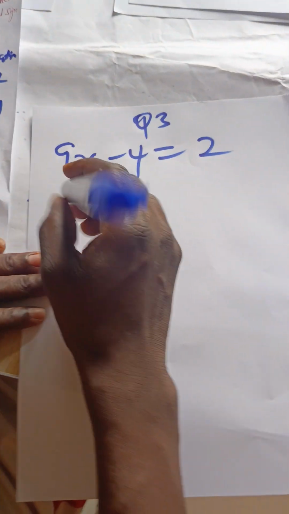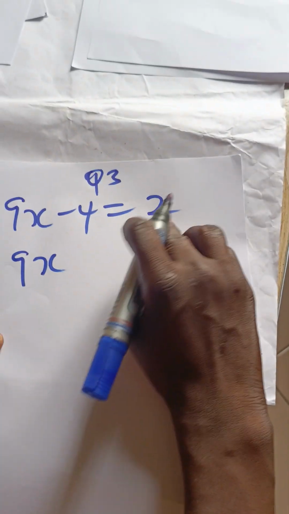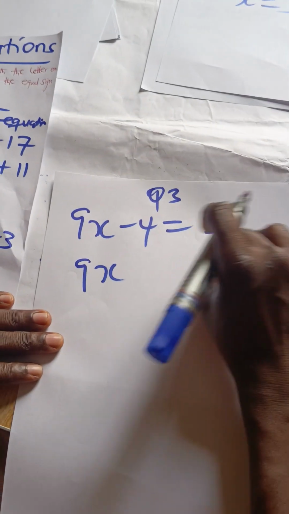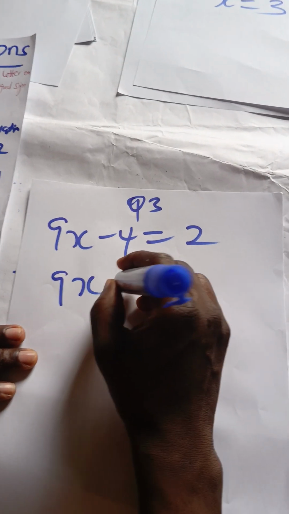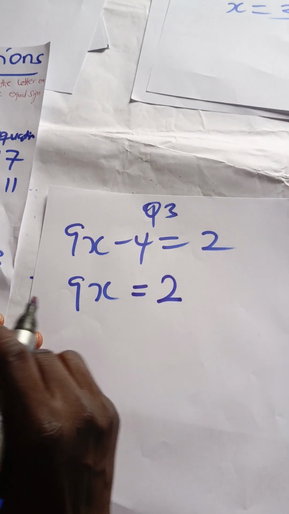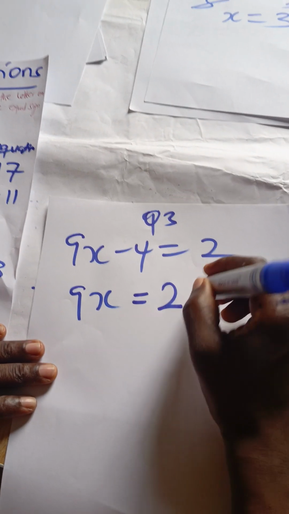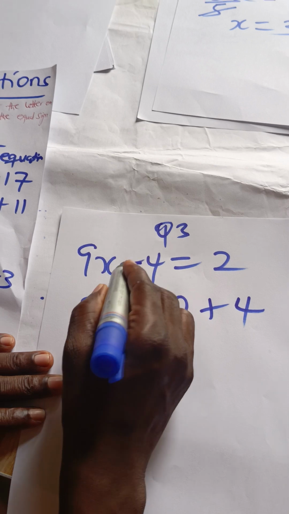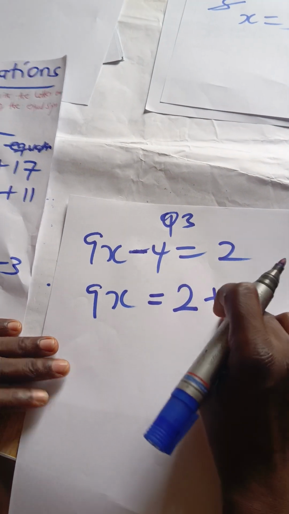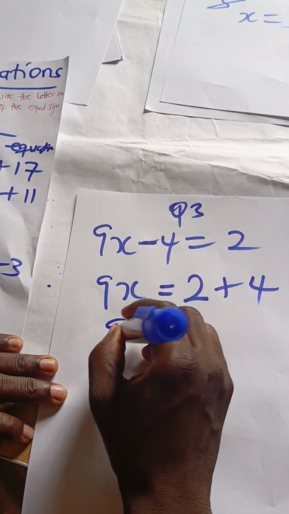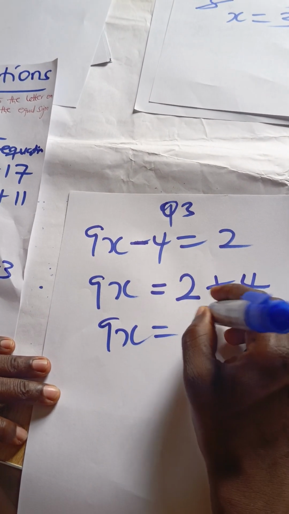So this 9x will stand alone. We don't have any number attached to the x here, so 9x will stand here. Then it's equal to, you bring your 2 here. And this also will cross the equal sign. When it crosses the equal sign, it becomes positive 4. This is negative, don't forget. Crossing the equal sign becomes positive. So here we are going to get 9x is equal to 2 plus 4, which gives us 6.